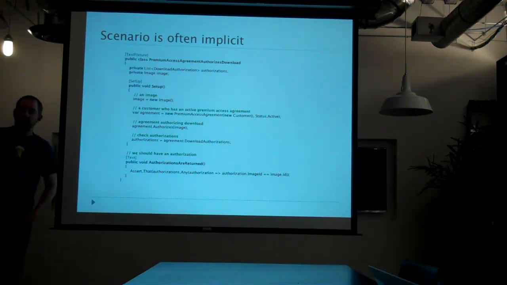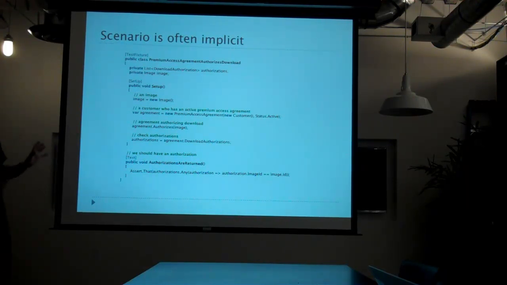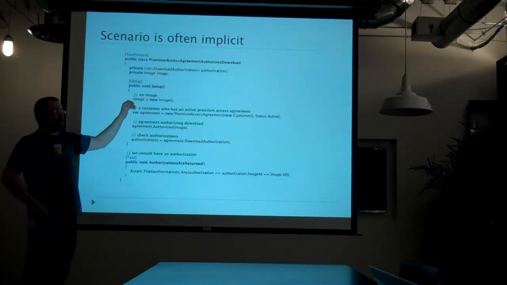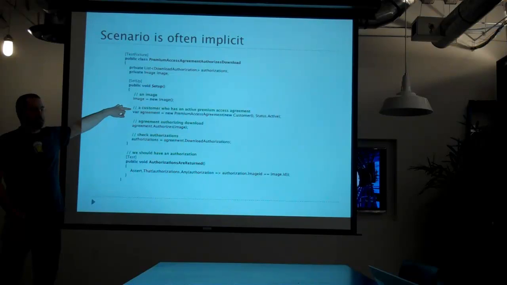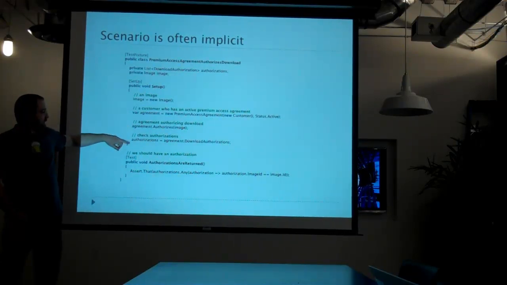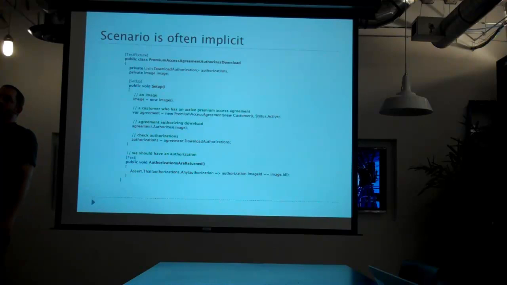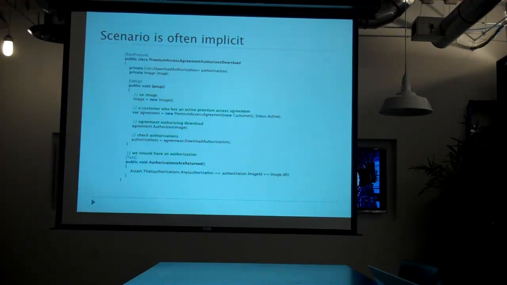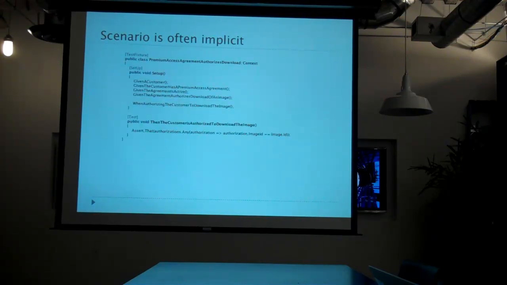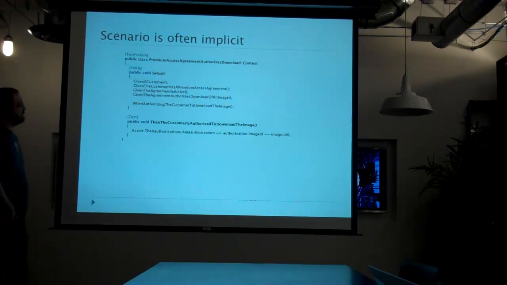A lot of developers, when they're getting started with TDD, realize at some level that this is a problem with what they're doing. So they might put in some comments like, oh, I need an image, I need a customer who has an active premium access agreement, agreement authorizing download, check authorizations, we should have an authorization. Well, that's great, but why stop there? We've got comments that are very expressive and meaningful. Let's take it to the next step and actually convert them to methods. So here's the final step of refactoring that test into something very scenario-like.